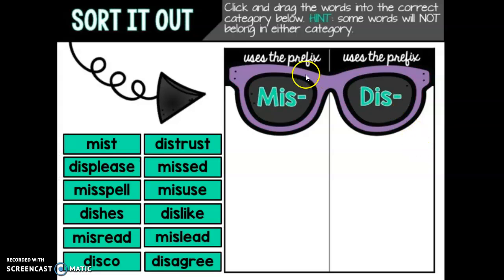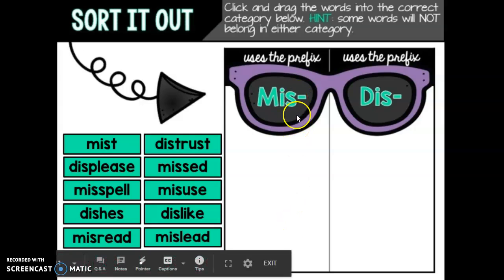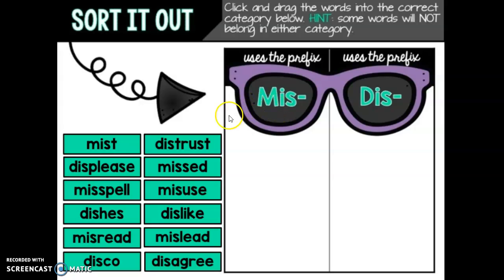Same here. We're going to find the words that match the column for miss and for dis. If I were to take the MIS off of missed and I just have SED, sounds like the word said, like she said that, but that's not how we spell it. So this is not using a prefix. That just still happens to be the way it's spelled.